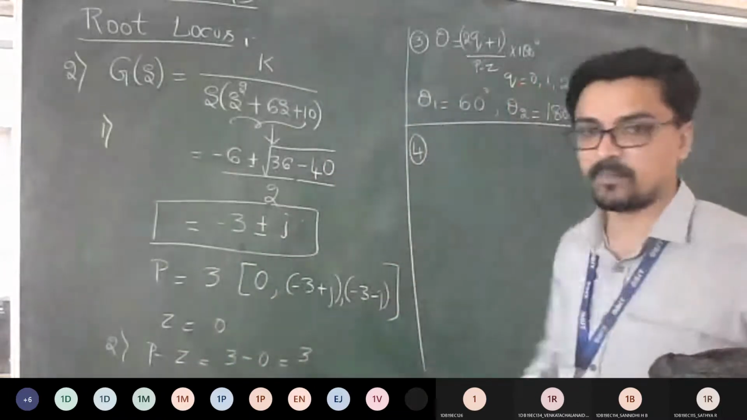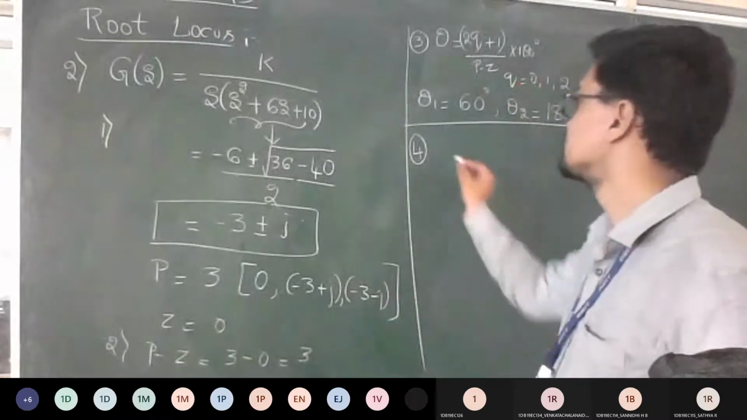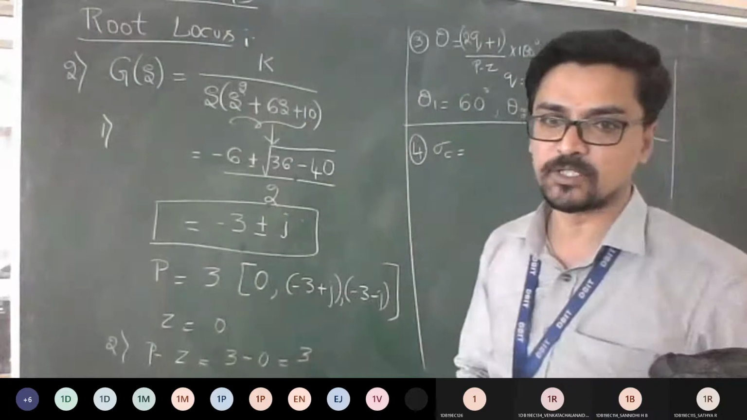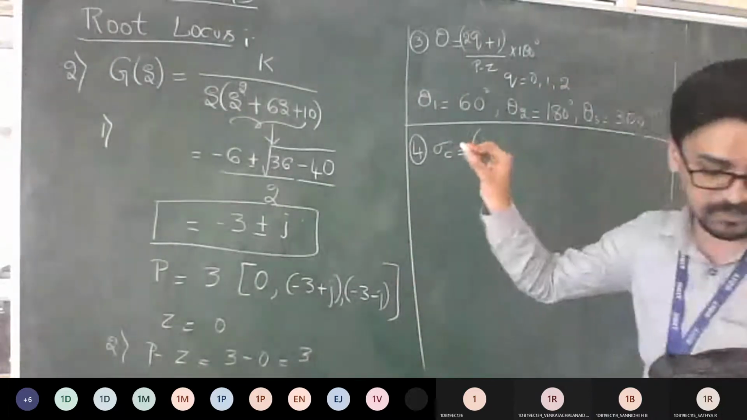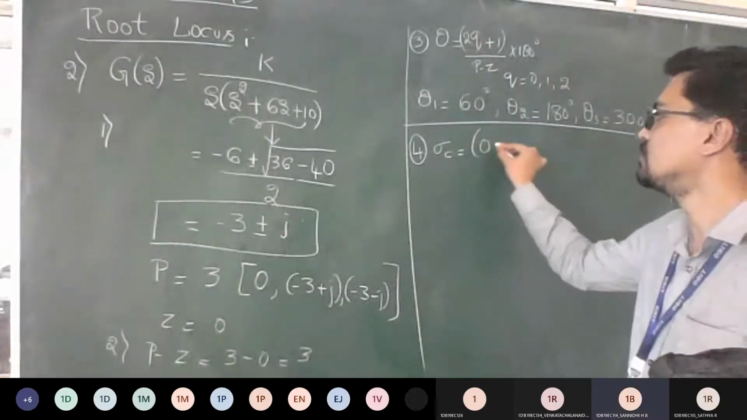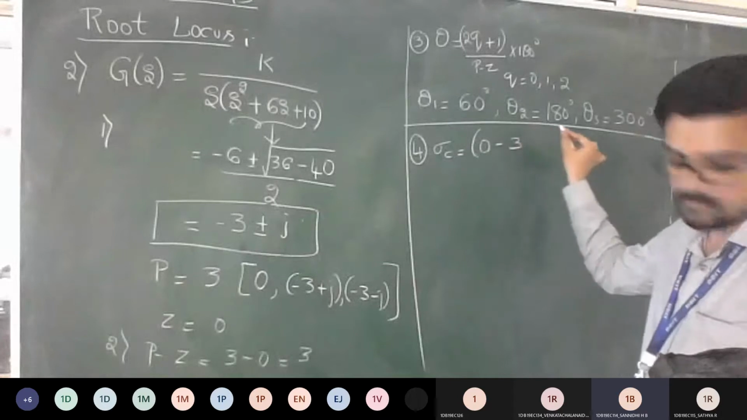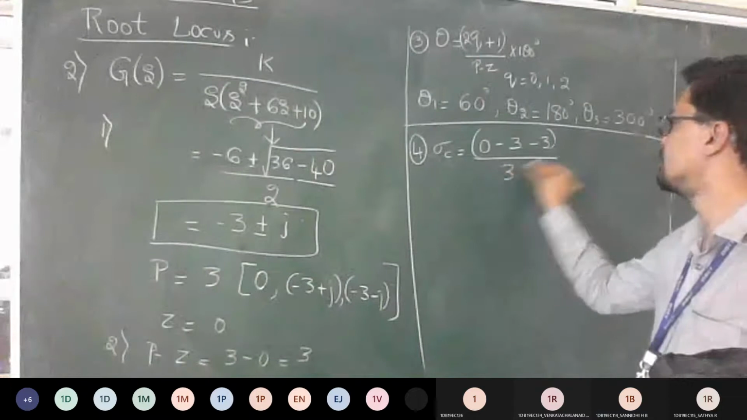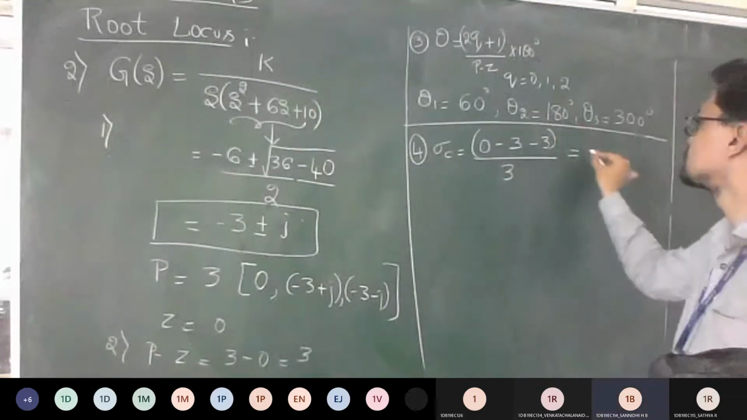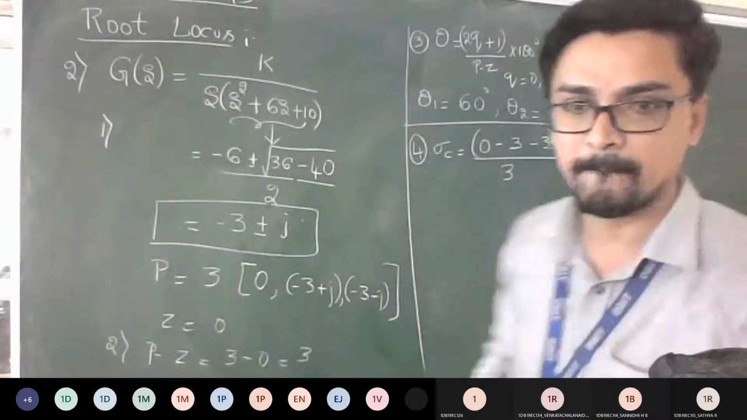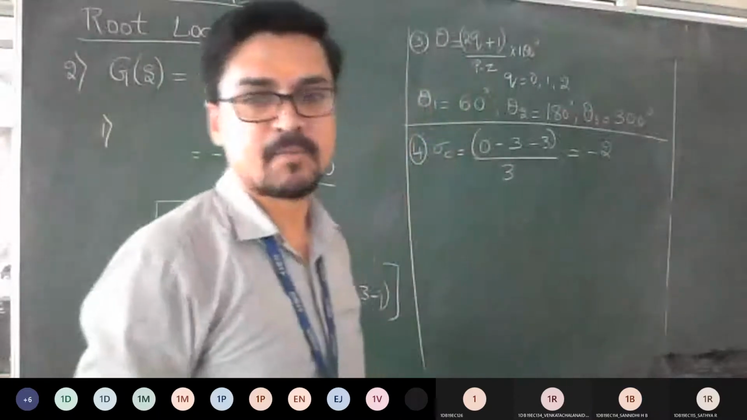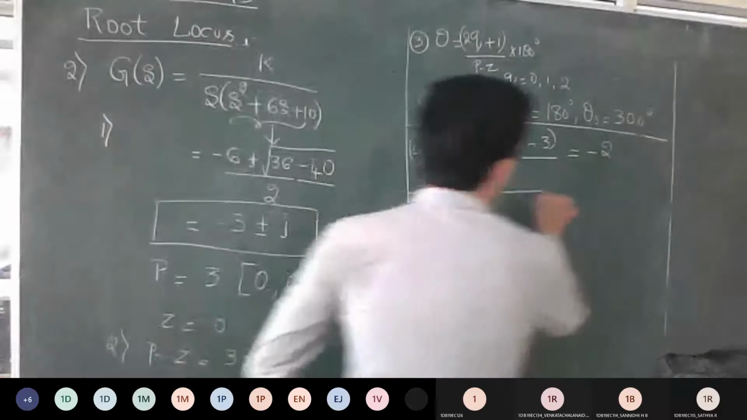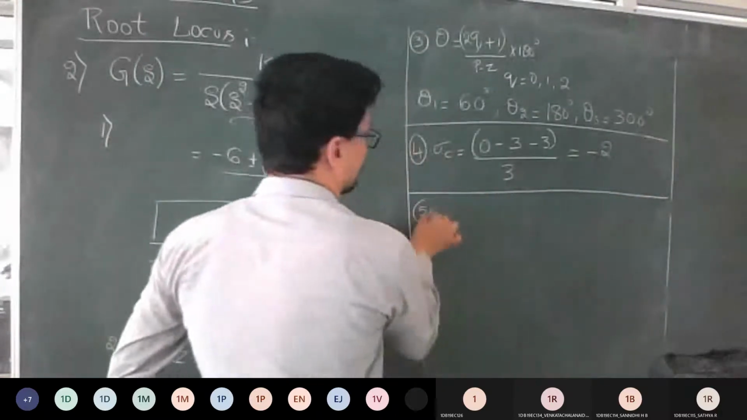Step number 4, centroid. Sigma c is equal to the summation of the real parts of the poles only. So the real part summation here, how much? 0 minus 3 minus 3, divided by P minus Z, which is 3. Minus 6 by 3, minus 2. Correct? So you got the centroid also. Good.